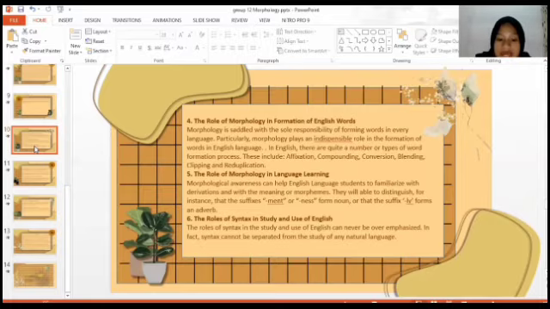6. The role of syntax in study and use of English. The role of syntax in the study and use of English can never be overemphasized. In fact, syntax cannot be separated from the study of any natural language.